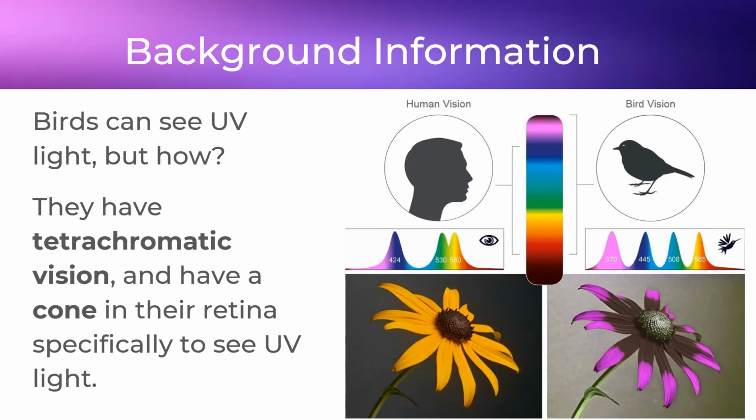First, we need to understand how birds can see UV light. Birds have tetrachromatic vision, meaning that they have 4 cones in their retina. These include some of the same cones as humans, so your short wavelength cones, your medium wavelength cones, and your long wavelength cones. But then they have one additional special UV sensitive cone. This is illustrated as a comparison with the human vision in the image to the right.